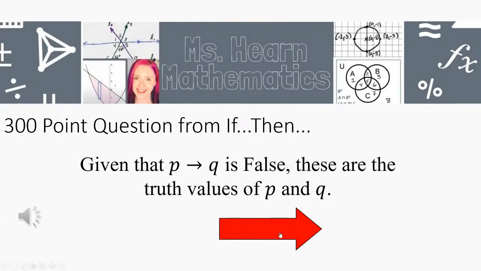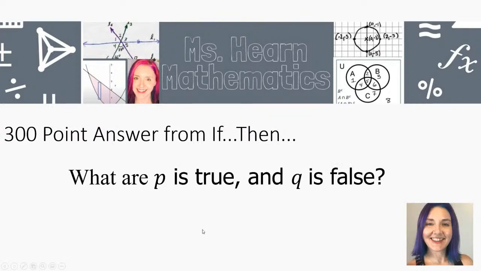So remember I told you the promise is made and then broken? So I was talking about P being true, but then Q is false. The promise is made, but then broken.